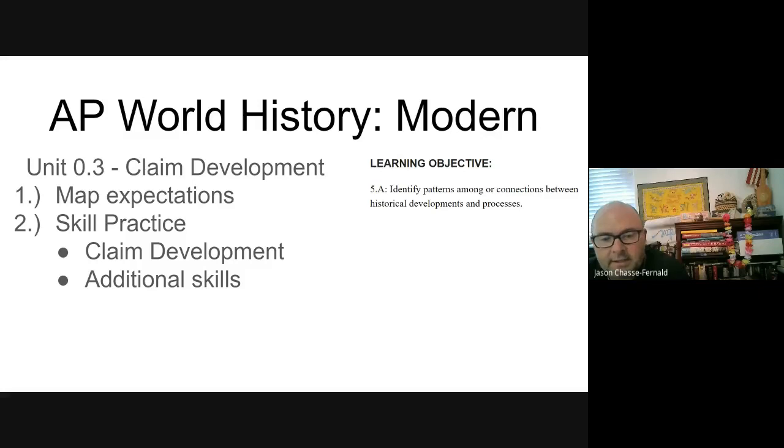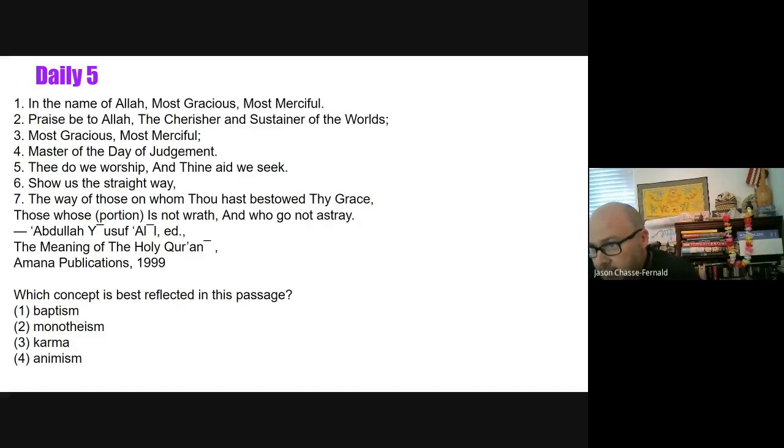Today we're going to look at Unit 0.3. Claim development is where we're going to start today. We're going to begin with our fives, basic map expectations for the course, and then we'll do some skill practice. We're going to go over some answers for the sourcing from yesterday, and then we'll start doing some claim development here. All right, so we'll start every day with these five.